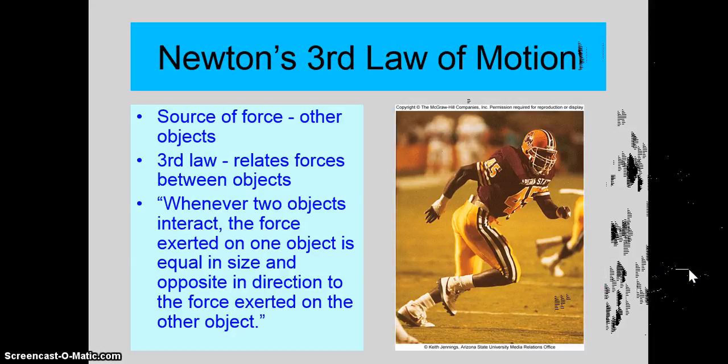Now the third law of motion is very different from the other two. The third law is not about the same object. It's when two objects interact with each other. So if I push on the wall, for example, the wall pushes back on me with an equal and opposite force. And that's really what the third law is all about. The thing about it is it's two different objects interacting, and the forces are equal and opposite.